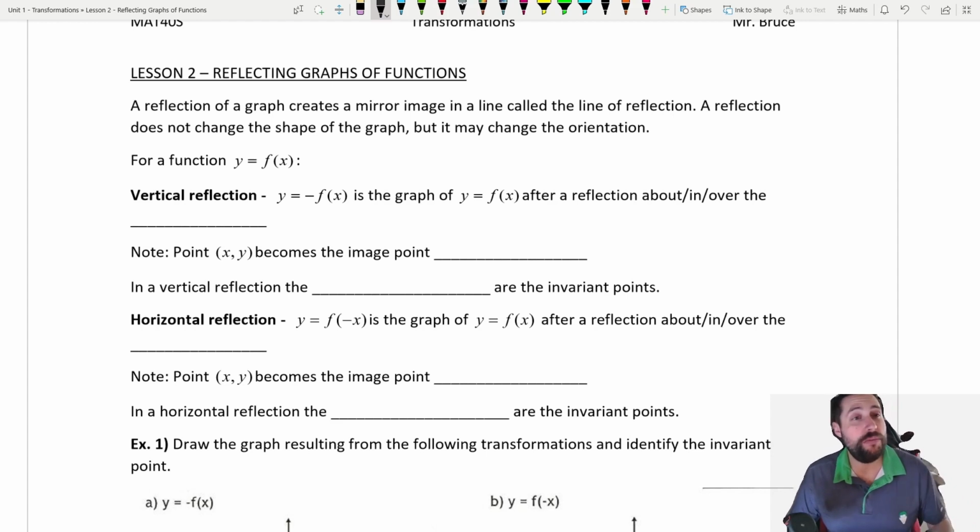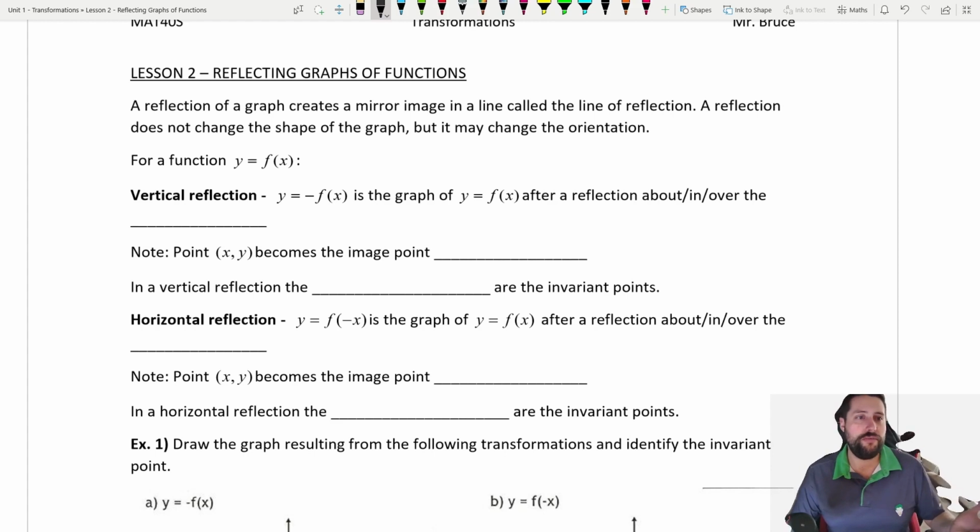Today we are going to be moving on to lesson number 2, where we will be talking about reflecting graphs of functions. So let's get started. A reflection of a graph creates a mirror image in a line called the line of reflection. A reflection does not change the shape of the graph, but it may change the orientation of it.